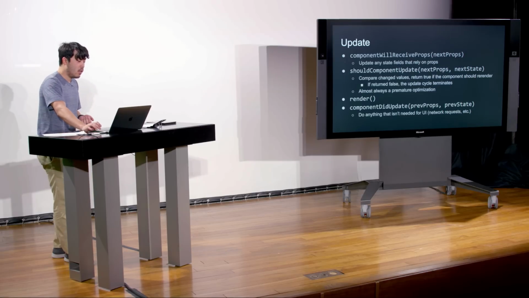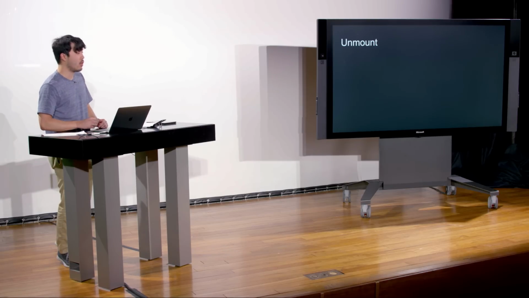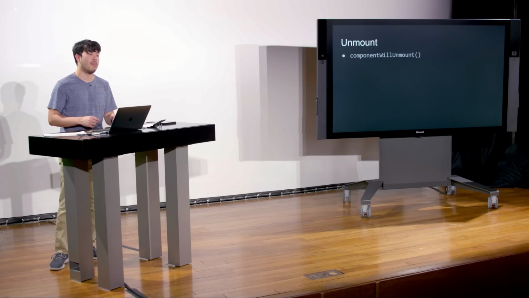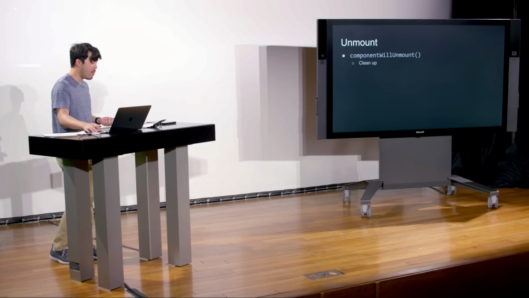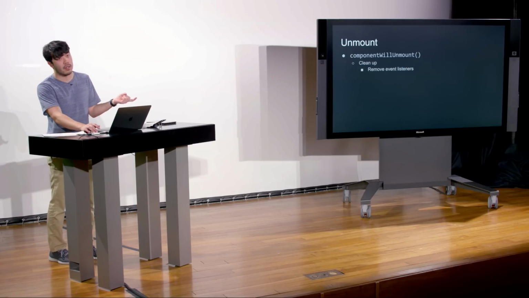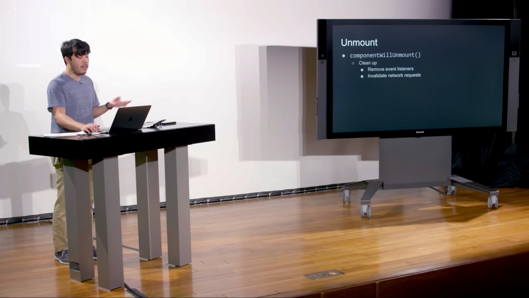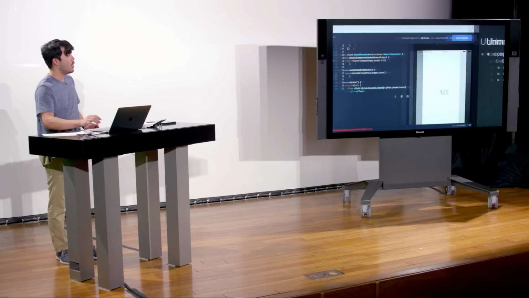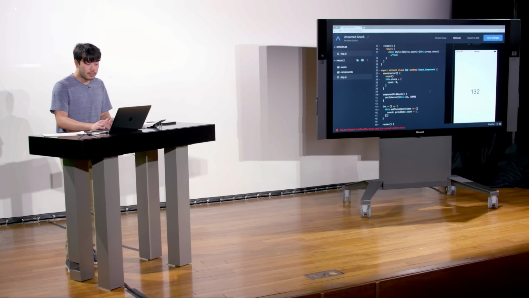So that's the update cycle. And then lastly, we have what's called the unmount cycle. There's only one thing that happens in the unmount cycle. You have componentWillUnmount, which gives you a chance to clean up. What do I mean by clean up? Well, you can remove any event listeners if you added them, in React, mostly web. You can invalidate any network requests that you have out. Or lastly, you should clear any timeouts or intervals. And so there are actually some bugs that you can create if you're not careful.